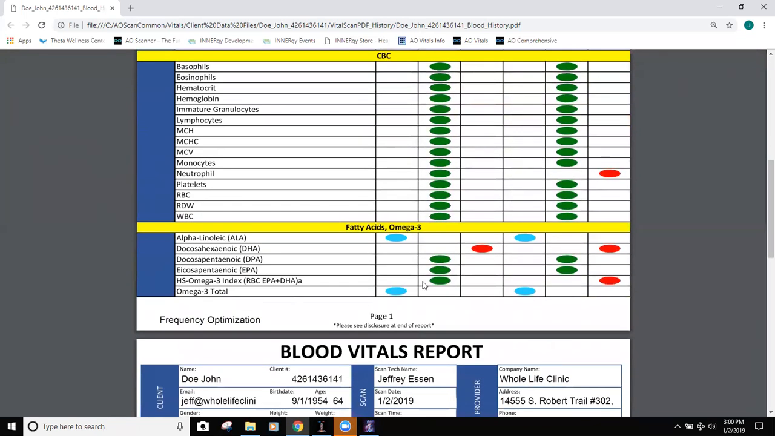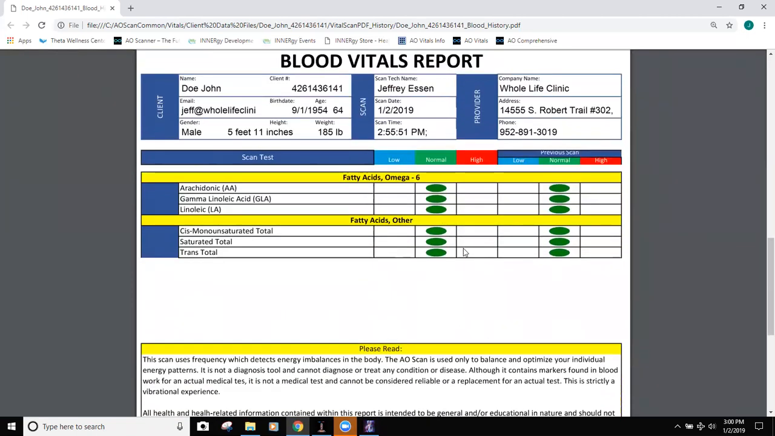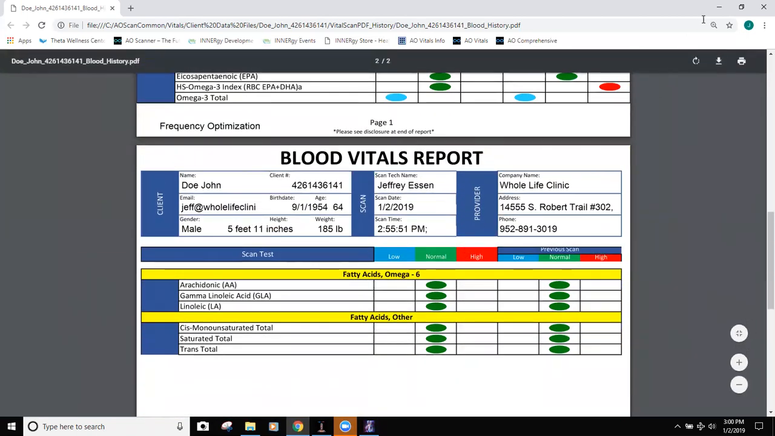We have our fatty acids. John Doe could be doing better here. He's got some alpha-linoleic that's low, omega-3s that are low. DHA is rather on the high side, but we're not going to have too much DHA, but this is usually talking about ratios. Okay, so there's our review of the blood pattern.